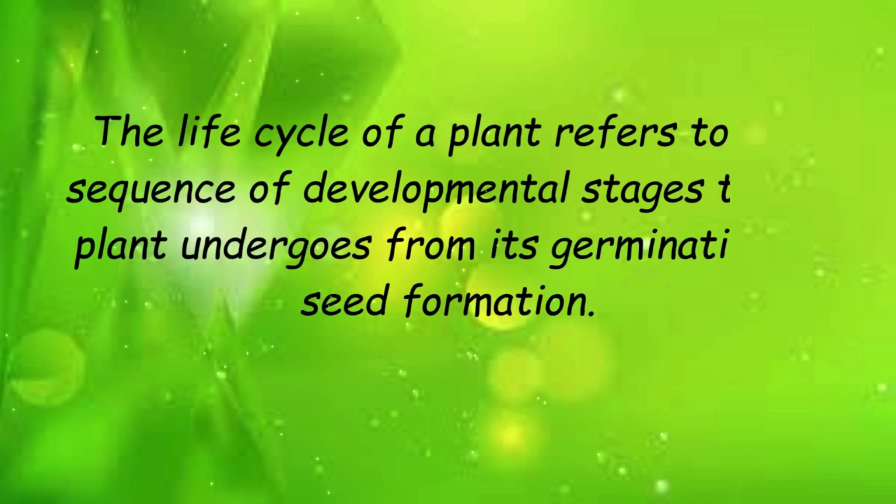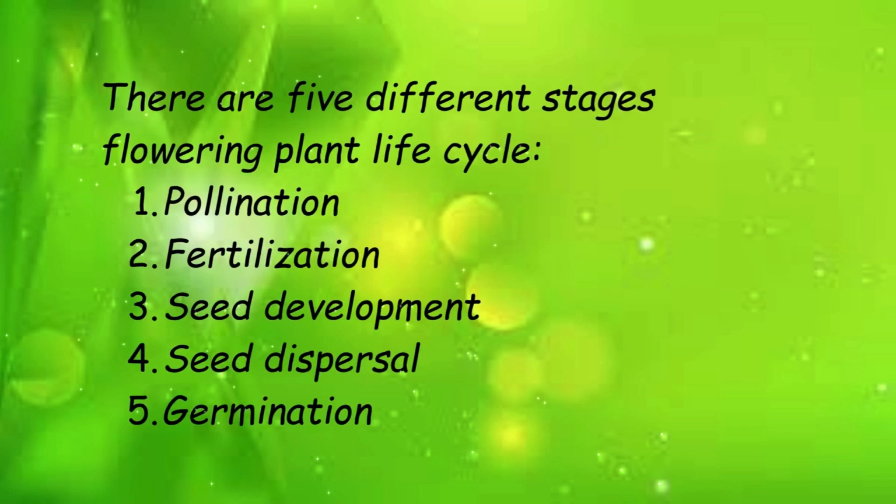The life cycle of a plant refers to the sequence of developmental stages that a plant undergoes from its germination to seed formation. There are 5 different stages of flowering plant life cycle. First is pollination, then fertilization, next seed development, after that seed dispersal, and last is germination.